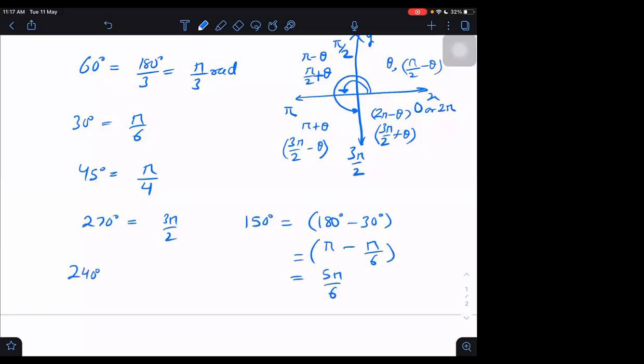What is 240 degrees? 270 minus 30 degrees, so 3 pi by 2 minus pi by 6, which is 4 pi by 3. That way also we can do it; there are different ways to think. I am thinking in this way: 60 degrees is pi by 3, and it is 4 times, so it is 4 pi by 3. Okay.